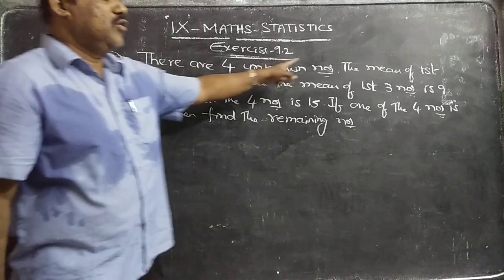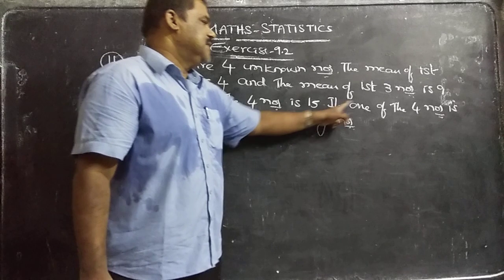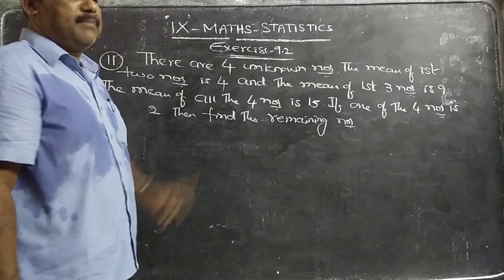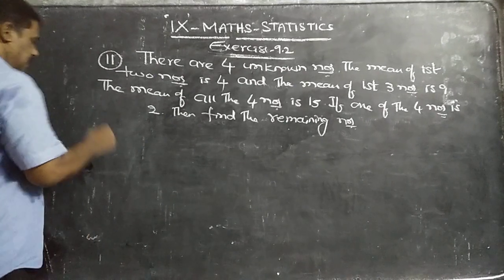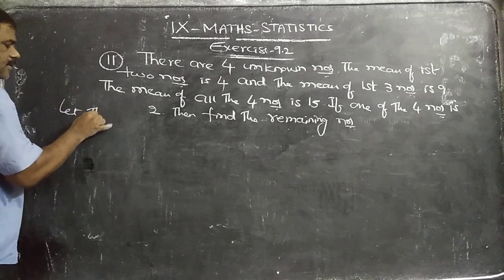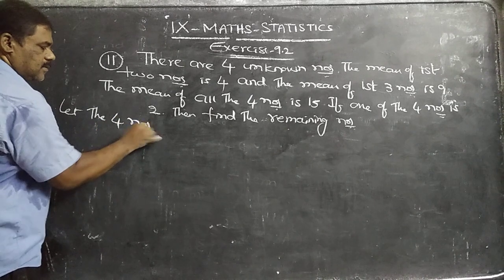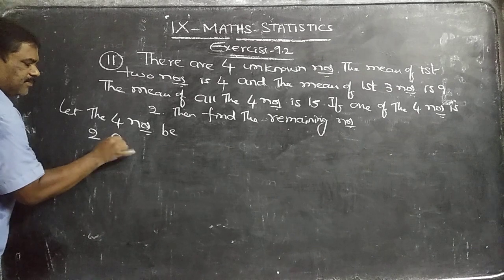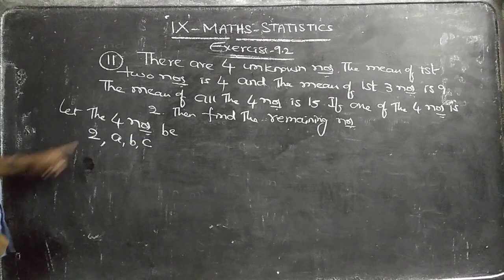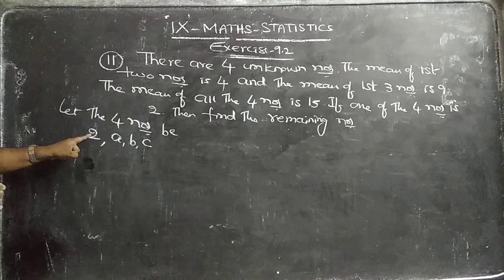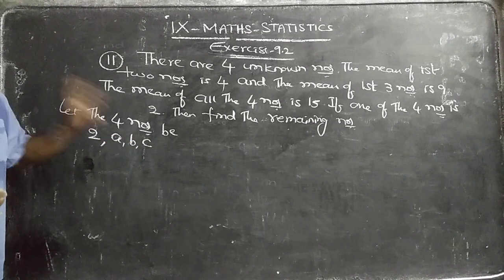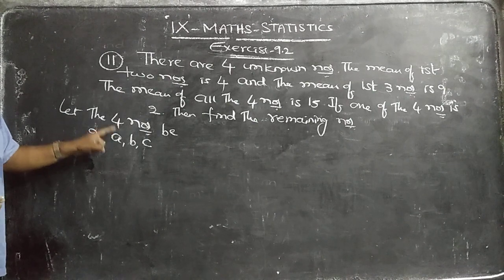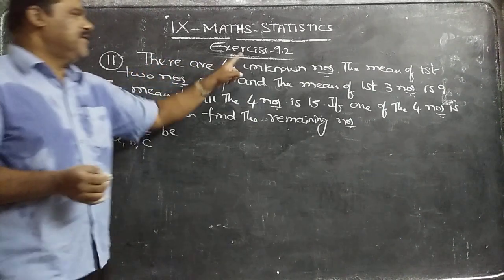Here there are four unknown numbers. One number is given as 2. So let the four numbers be: first number is 2, remaining numbers you suppose as A, B, C. There are four numbers, one number is given as 2. Remaining three numbers you have to find. Now you see the given condition.